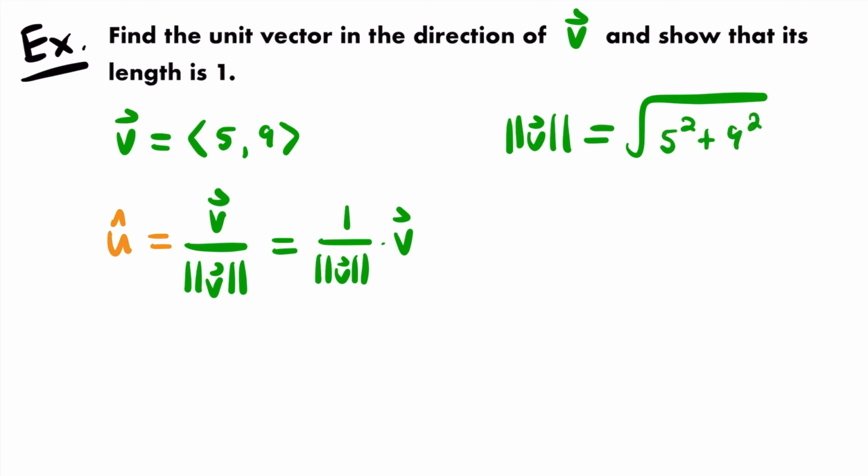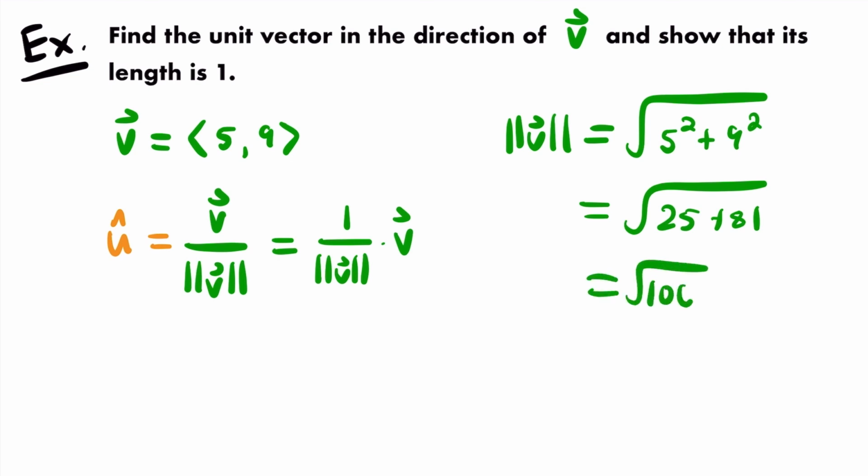And now if we simplify, 5 squared is 25 and 9 squared is 81. So this is equal to the square root of 25 plus 81. And 25 plus 81 is 106. So this is equal to the square root of 106. And the square root of 106 is in its simplest form. It cannot be simplified any further. 106 doesn't have any factors that are perfect squares, so I'm just going to leave it in this form. So now what we want to do to find our unit vector is divide vector v by that magnitude, right?